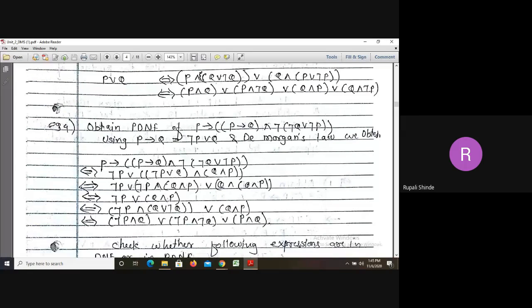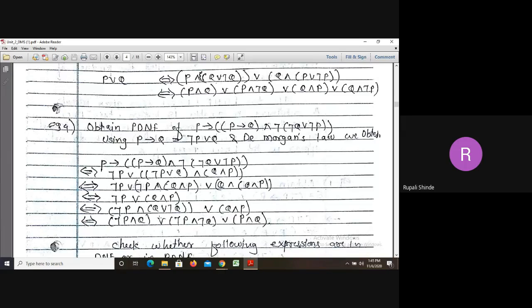So for this second bracket, both the variables are present. But if you consider negation P, Q is missing. So here we have to add it: negation P and Q or negation Q. So here we have added that missing term, or P and Q. Again we apply the distributive law. Negation P and Q is one bracket, or negation P and negation Q is the second bracket, or P and Q is the third bracket.